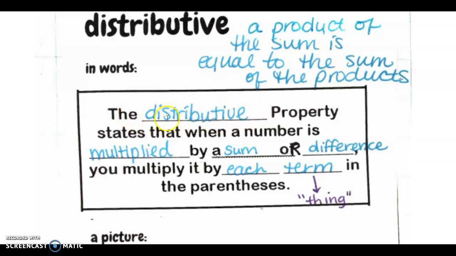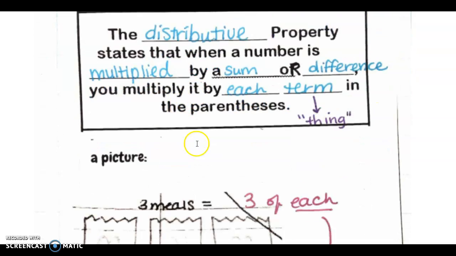The distributive property states that when a number is multiplied by a sum or difference, you multiply it by each term in the parentheses, or you multiply it by each thing in the parentheses. Okay? This is a little bit difficult to wrap your mind around verbally, but if you keep going back to this: a product of the sum is equal to the sum of the products. And I'm going to show you what I mean by that.